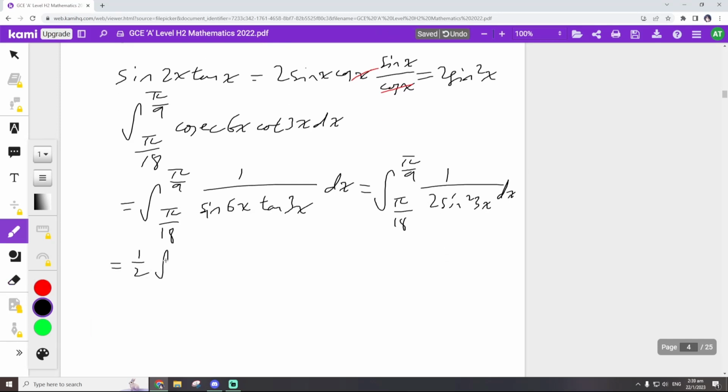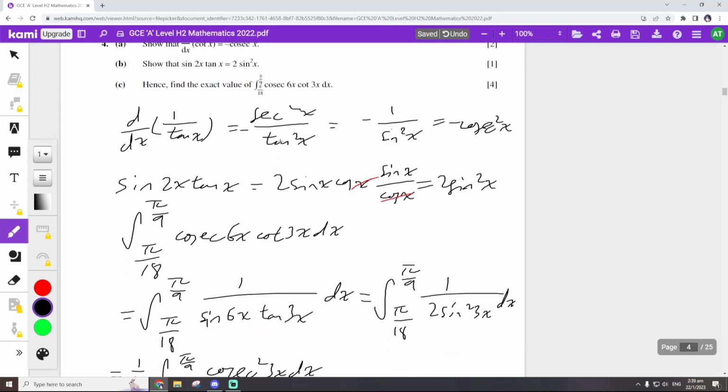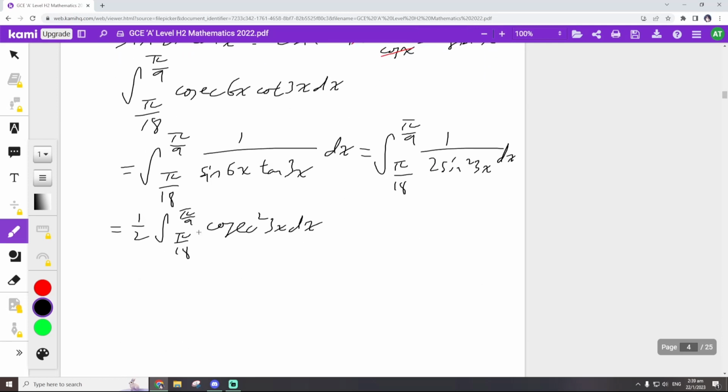I'll bring this out. So this is the integral from pi over 18 to pi over 9 of cosecant square 3x dx. This is a bit tricky because if we integrate negative cosecant square x, you'll get cotangent x plus c, but this is 3x. So we actually need to divide this by 3, and in fact we need to take a negative also. So this is negative 1/6 of cotangent 3x. So the powers are tricky. Pi over 18 to pi over 9.